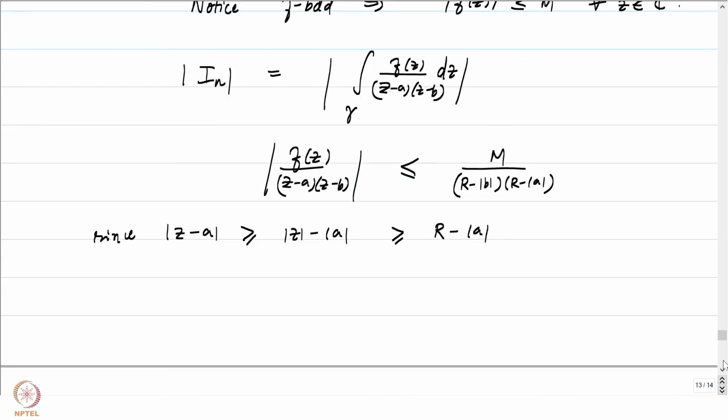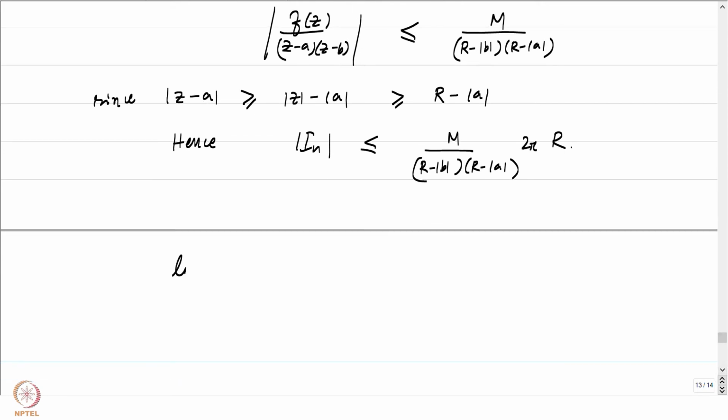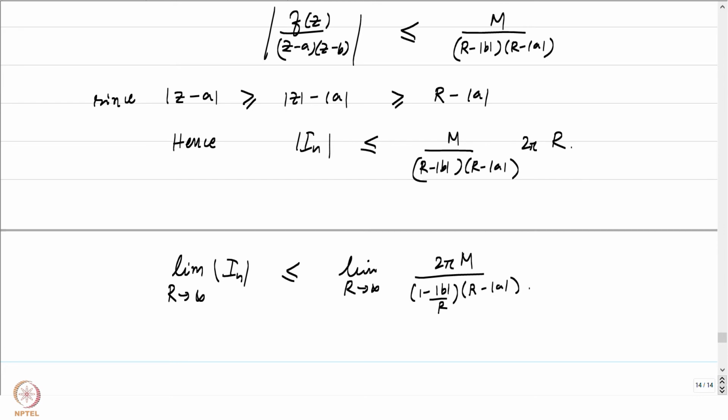This is because of this, and hence we have the absolute value of I_R is less than or equal to M by (R minus the absolute value of b) times (R minus the absolute value of a), times the arc length of gamma, which is 2 pi R. Therefore, if you look at the limit of I_R as R goes to infinity, this is less than or equal to the limit as R goes to infinity of 2 pi M by (1 minus absolute value of b by R) into (R minus the absolute value of a), which is equal to 0.